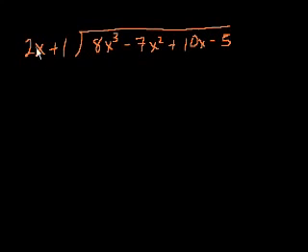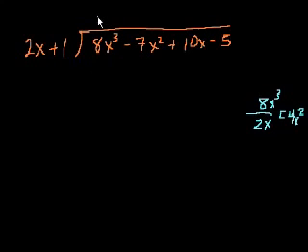So the first step is you say, the highest degree term is 2x. How many times does 2x go into the highest degree term of the expression that we're dividing into? So you say, how many times does 2x go into 8x to the third? Well, 8x to the third divided by 2x is equal to 4x squared, right? So 2x goes into 8x to the third 4x squared times.